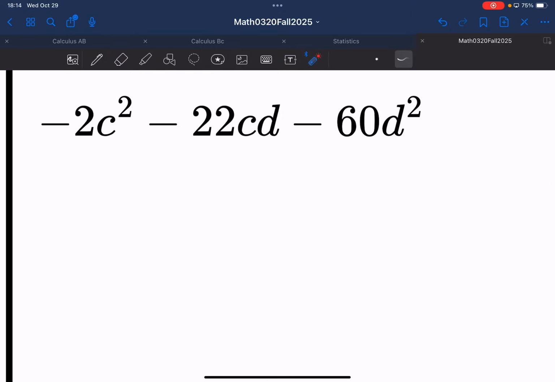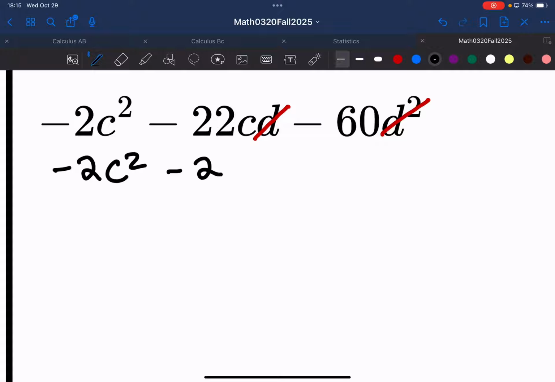Okay, so now this one is adding in another variable. And what I want you to do is I want you to ignore that variable. So since we have c squared first, I'm just going to assume c squared is my main variable. And so for now, I am ignoring all of the d's. Okay, I'm not saying they're gone. We're just going to ignore them for now. Which means I have -2c squared minus 22c minus 60.